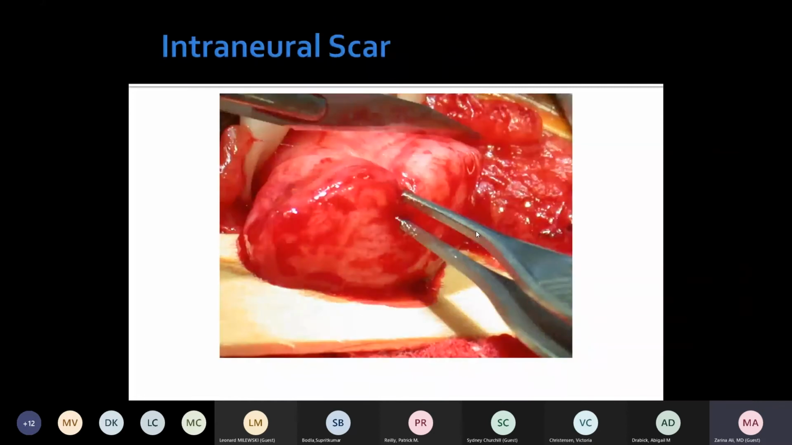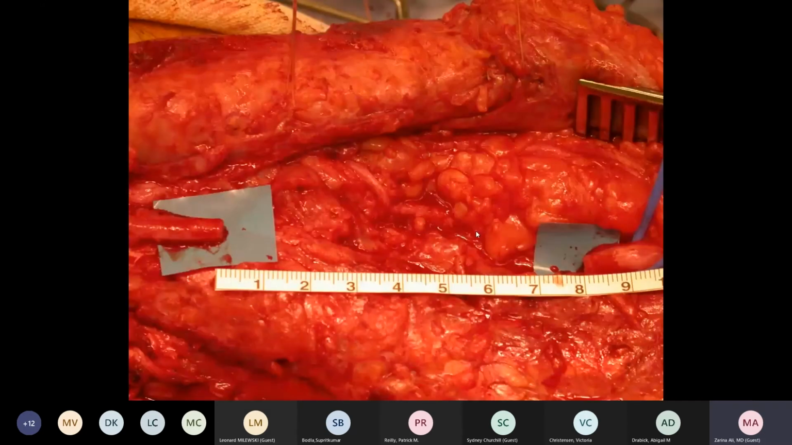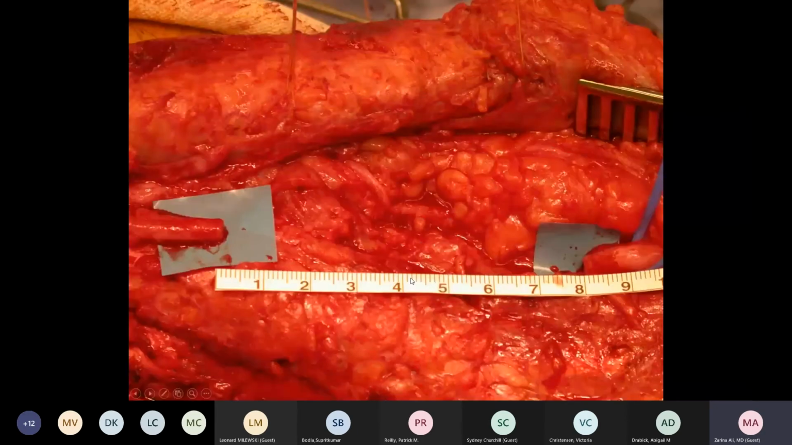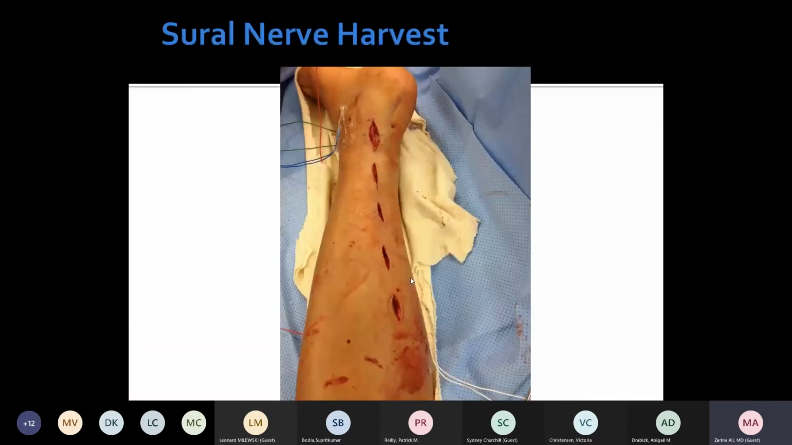And so we then resect and isolate out the scarred component of the nerve, which you can see here on axial section of the nerve, where we have loss of that normal fascicular anatomy. And so we go ahead and resect until we find healthy appearing fascicles, which in this case is a pretty long segment defect in this patient.